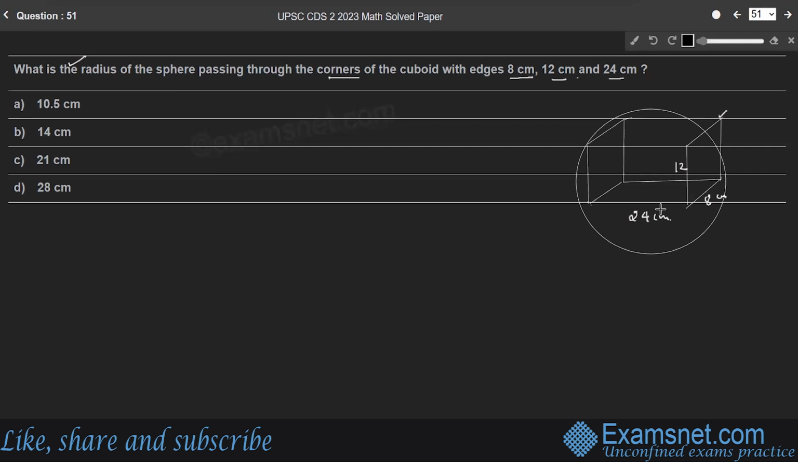So here is a sphere passing through the corners of the cuboid. We need to find the radius of the sphere. Before going to the radius of the sphere, we'll consider the diagonal of the cuboid, like this, from one corner to another corner. So we are considering the diagonal of the cuboid like this, based on the values of length, width, and height.